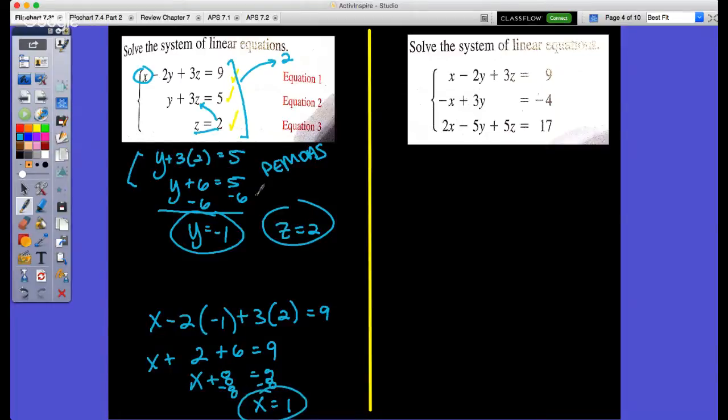Now, again, I can check this by plugging all three values into any of the three equations, and it should produce the same value, whatever equation was there. If it does, then that checks all the boxes that, in fact, that would be the correct answer.